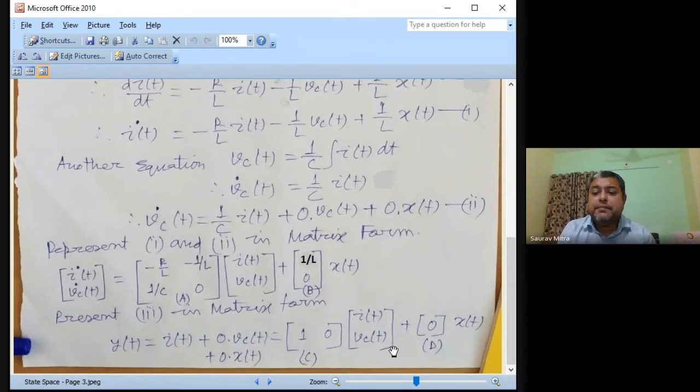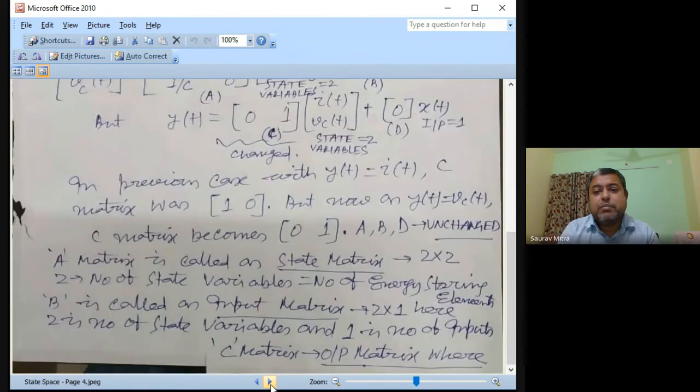Mainly there are three equations, that is I dot t, Vc dot t, those we have combined together and we have got A and B matrix, and there is only one output given. So you only have to assume, if it is not given in the exam, any output you can assume, and you can write down the Y(t) equation accordingly. Now let us see some modification.